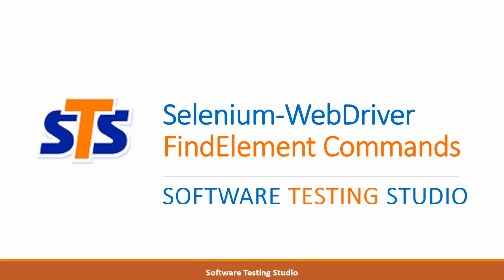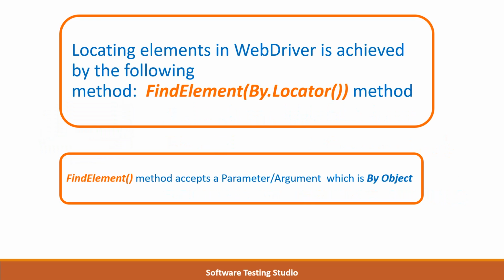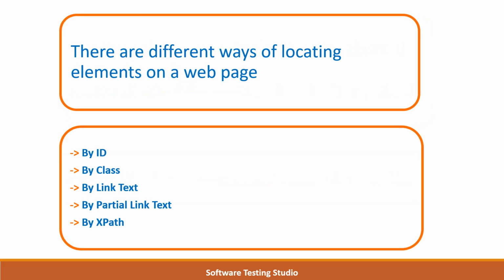In today's session, we will learn how to locate web elements on a web page and interact with them using Selenium WebDriver. I will be using C# as the source language. Locating elements in a WebDriver is achieved by the following method: FindElement by locator. This method accepts a parameter argument which is a By object. There are different ways of locating elements on a web page: by ID, by class, by link text, by partial link text, or by XPath.